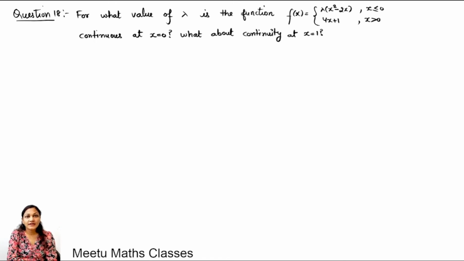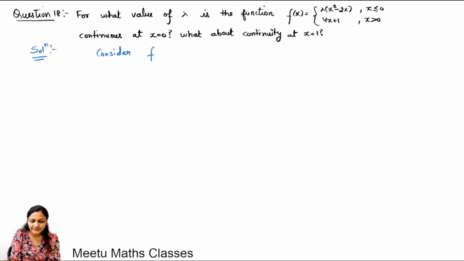Today we are doing class 12 NCERT chapter 5, that is continuity and differentiability, and this is exercise 5.1 question number 18. For what value of lambda is the function defined as f(x) = lambda x square minus 2x when x is less than or equal to 0, and 4x plus 1 when x is greater than 0, continuous at x equals 0? So you have to find the value of lambda for which this function is continuous at x equals 0. Now, for continuity, consider your function first.